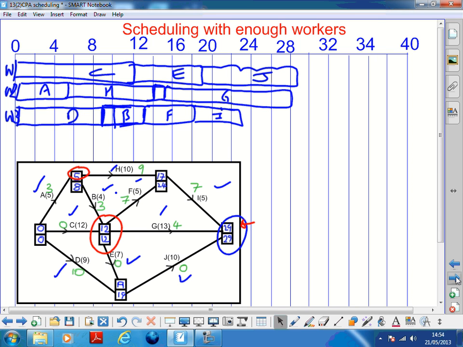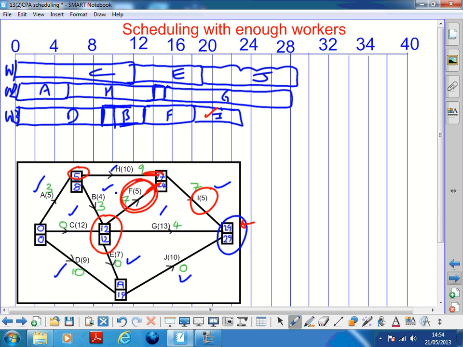Brilliant. Now, what the examiner's going to do is to have a list of precedences, essentially. And so when you're doing this, it's a really good idea to just check that your precedences hold. So I look at activity I. It's dependent on F and H. Look at where F finishes. Look at where H finishes on your schedule. Is I starting after them? Yes, it is.